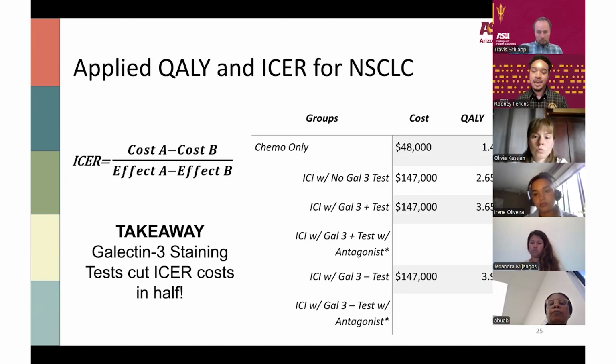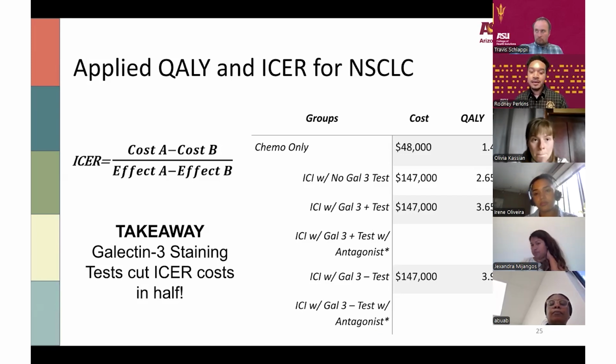Now, this is going to be important because if we look at group 3 and group 1, we are giving a patient more quality life for less money compared to having done no galectin-3 test versus doing a test and also incorporating an antagonist.